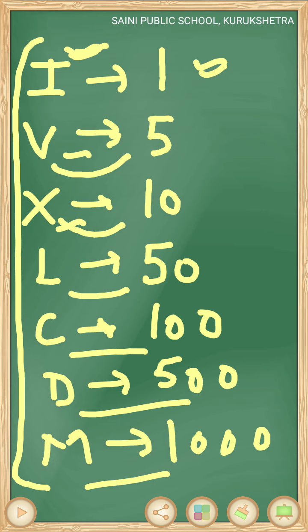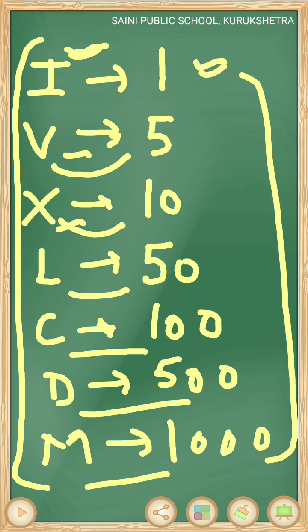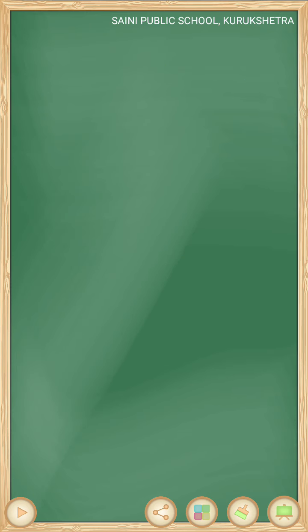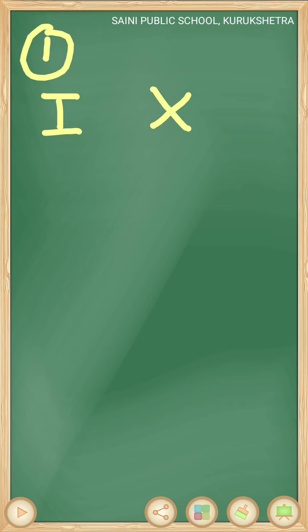So, we can write large numbers by using these 7 letters. But before writing these numbers, we have to follow some rules. Let us discuss them one by one. The first rule is that the symbols I and X can be used up to 3 times in a number and their values will be added.